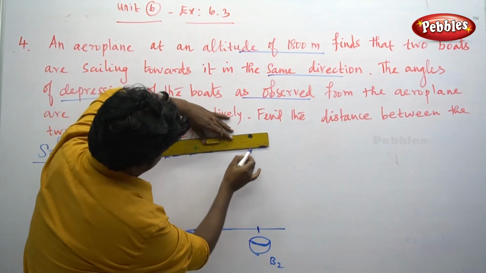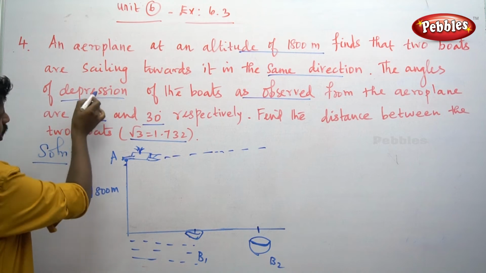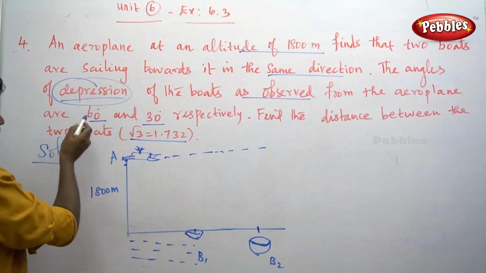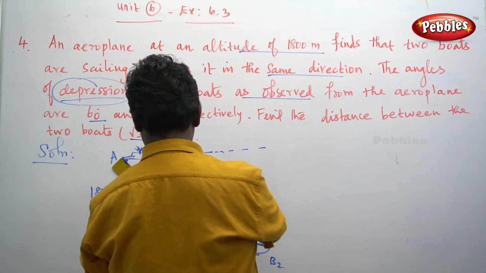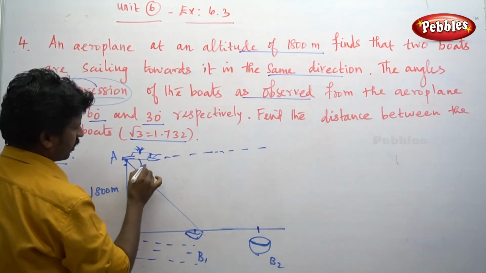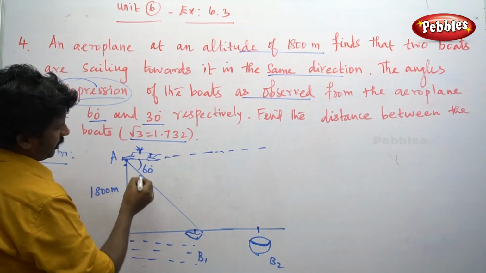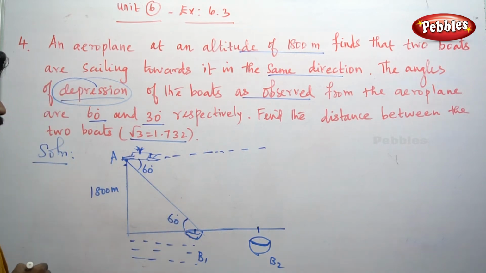This is the high line. So from the high line, the angle of depression, the first boat, they observe at 60 degrees. This is the first boat. So the angle of depression here is 60 degrees. So here 60 degrees, this is also 60 degrees, right?